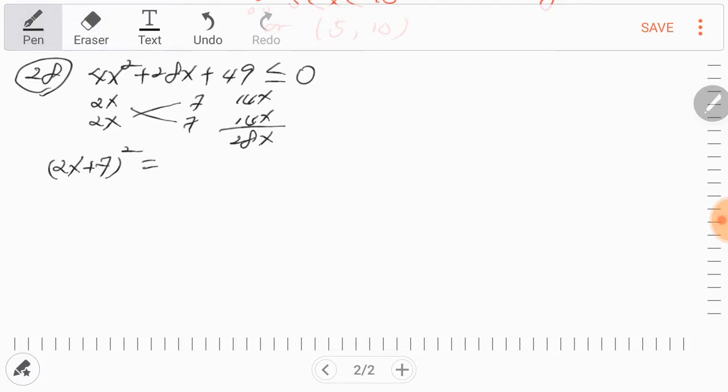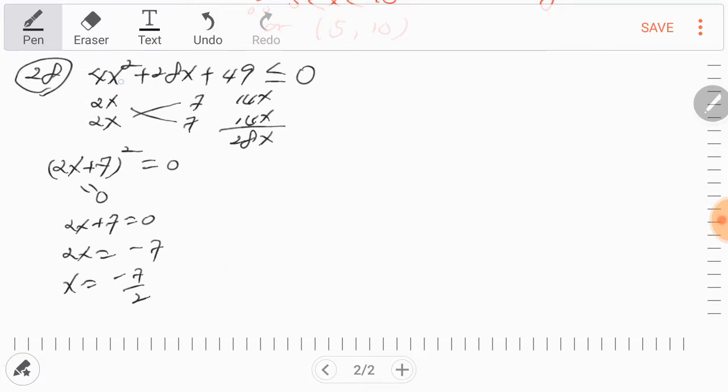Is equal to 0, right? So the x-intercept is 7 over 2. Okay, why 7 over 2? Because we set this one equal to 0, then 2x plus 7 is equal to 0, then 2x equals negative 7, so x equals negative 7 over 2. So that is the x-intercept.